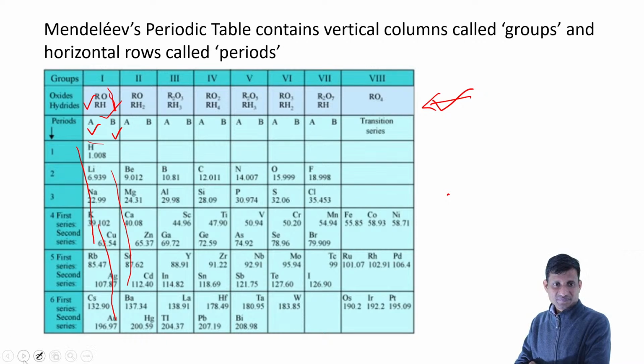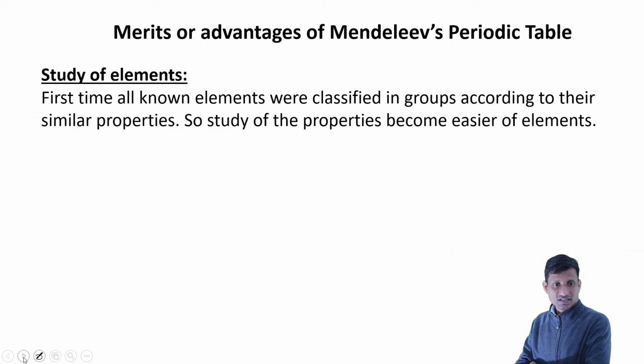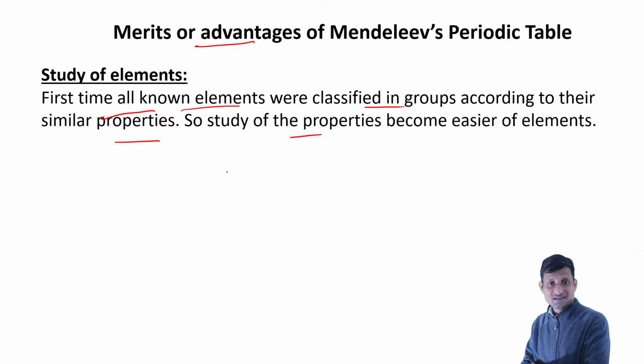So basically again there are limitations, and there are things. But again, the most important thing is that we need to appreciate what we can learn from this. This is the first time all the elements known to us were classified into groups according to their similar properties. So the study of the properties became easier, because we can see in front of our eyes all the elements present in a group or in a table.